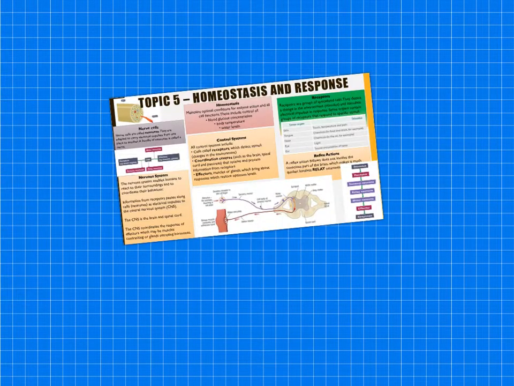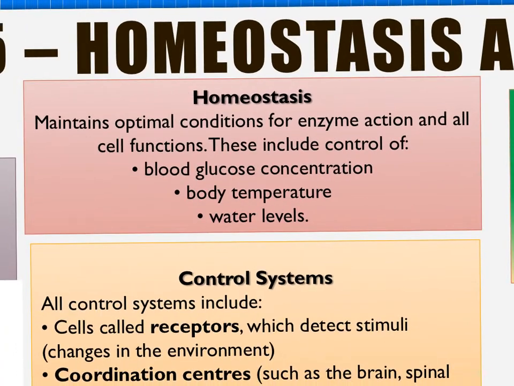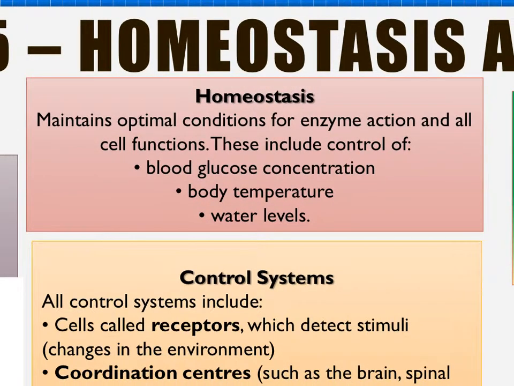So that is the fact of what homeostasis is. As it says there, it maintains optimal conditions for enzyme action and all cell functions. And you know that it's body temperature and your water levels. In this topic, they'll want you to know about the nervous system and then go on to look at blood glucose and also then see how hormones affect your body.